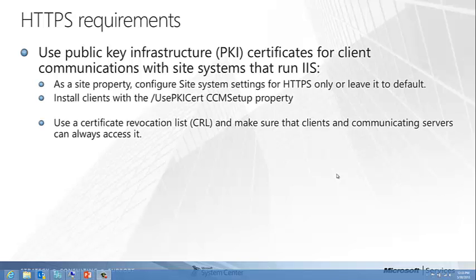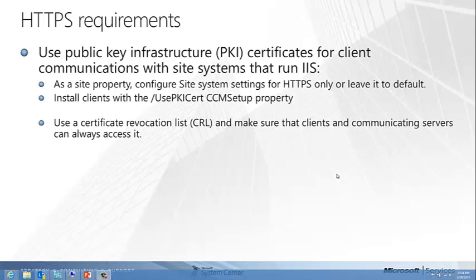HTTPS requirements: use public key infrastructure certificates for client communications with site systems that run IIS, which means it could be a management point, a distribution point or a software update point. All the site systems utilize IIS, and we need to have a web server certificate placed on IIS for HTTPS communication. And every client which is talking to this HTTPS site system must have a client authentication certificate. Under the site properties, you have an option. The default option is HTTP or HTTPS, but you can change that to HTTPS only, and that will make it compulsory for every site system to use HTTPS, or you need to enable HTTPS on each and every site system. Once that is set up, we'll see that, and we'll also have a demo of each.